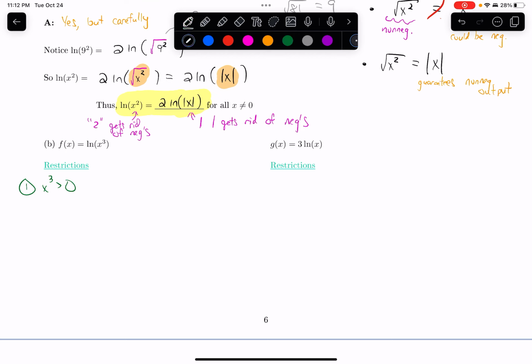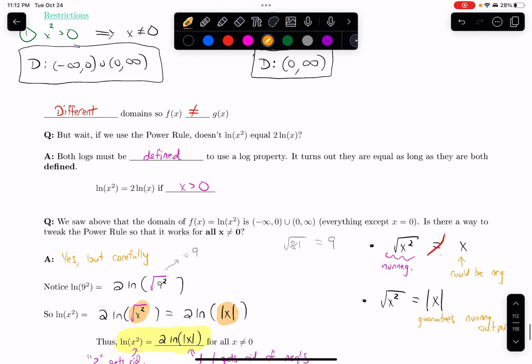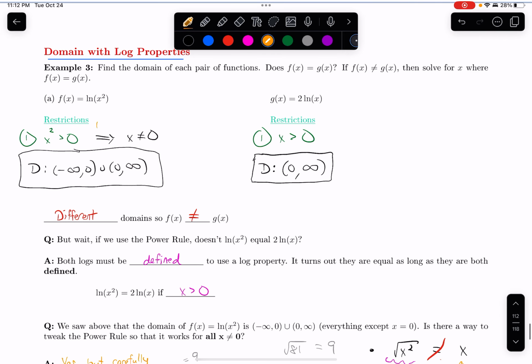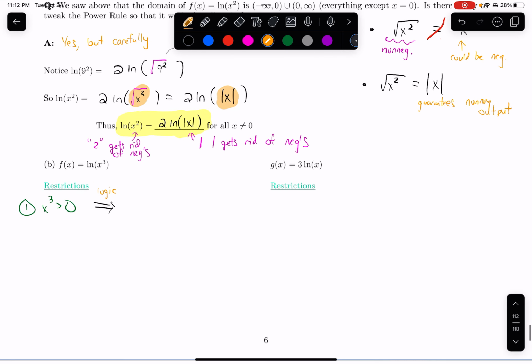And again, I'm going to use logic to solve this inequality. Let me just write the word logic above that arrow. Even up above, when I did this one, let me just write the word logic here. I use logic to get that. So if x to the third ends up being positive, what does that mean about the number x that I was plugging in? Well, the number x that I plugged in has to be positive. It's got to be bigger than 0, right?